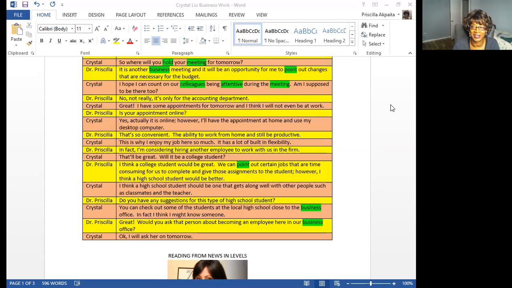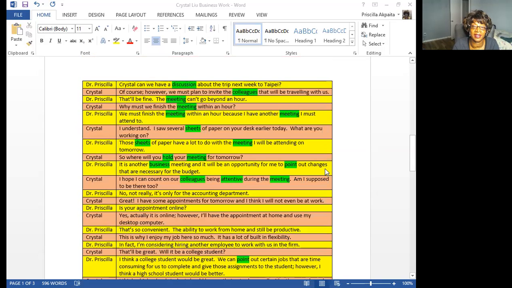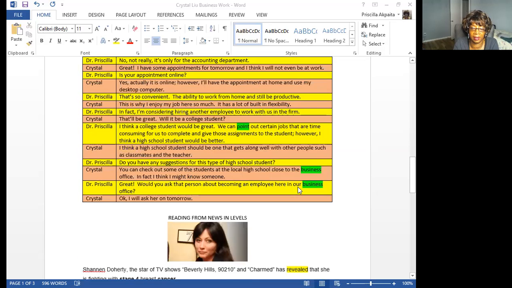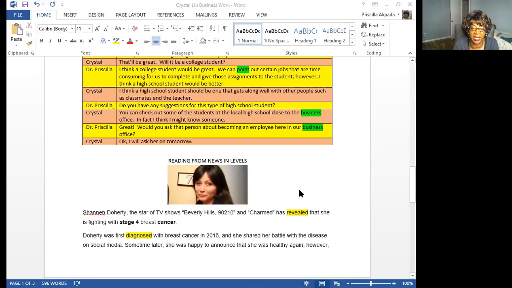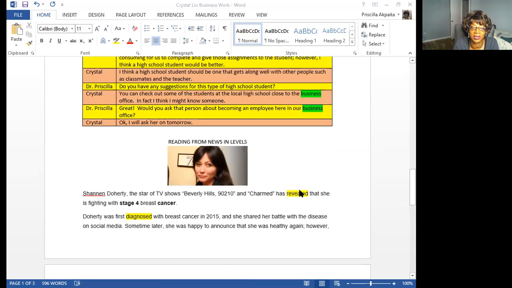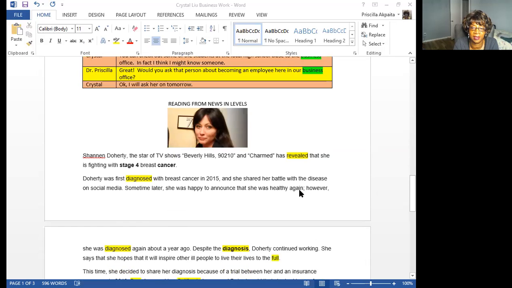Super, super, super. Thank you so much for practicing. Now, if the class is still extended, we would switch roles, but for now, we'll stop there. In the second article, we have reading. This is when I would just try to determine your ability to read well. I will read this article. It's an article from Reading from News and Levels. You can find the same article on the internet.